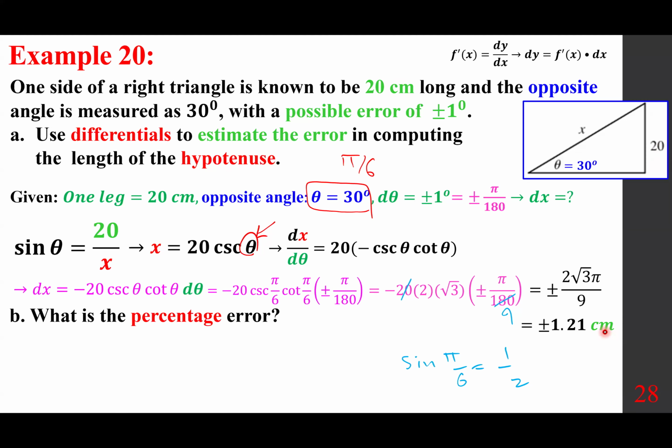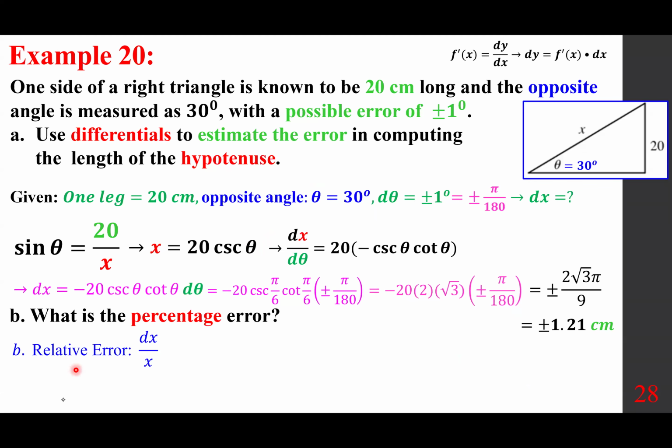What is the percent error, or percentage error? The relative error is dx over x. You use that and then you change it to percentage. It's really not a big deal. So to do so, let me again erase my work. Let's go with the exact answer, class.